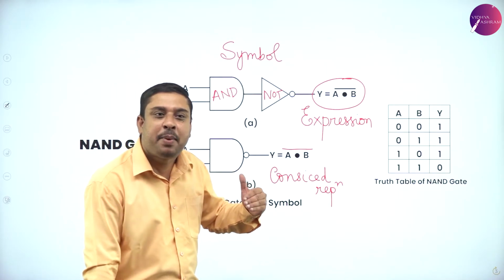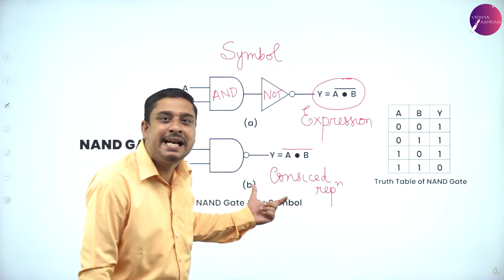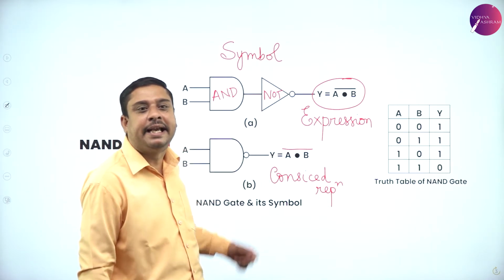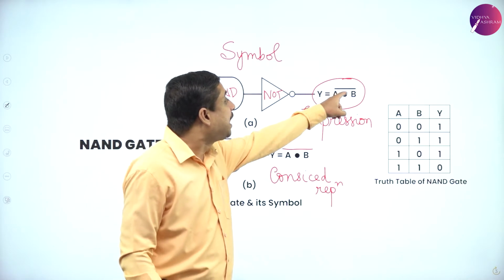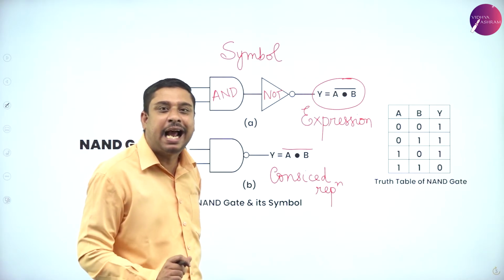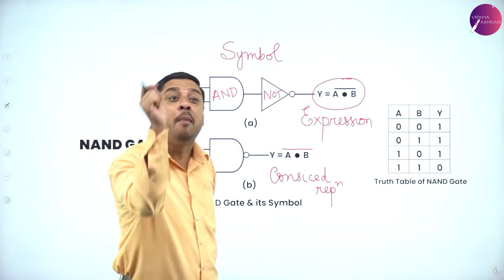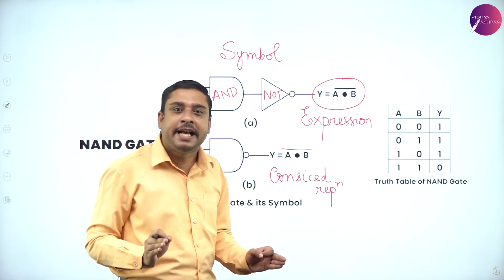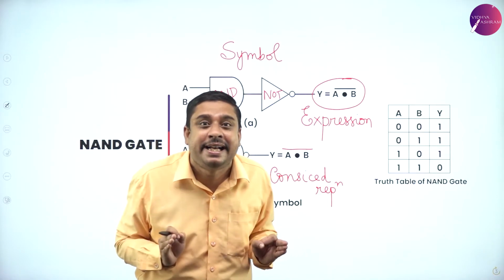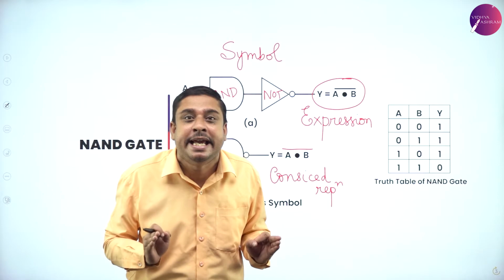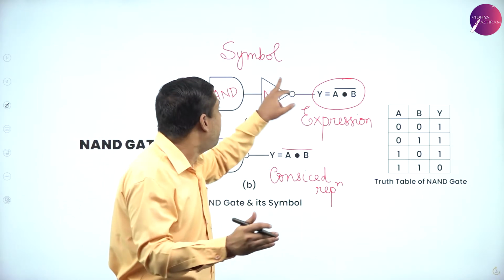Rather than performing two different operations, we form a single concise NAND gate which will perform the operation. And look at the expression here, which is read as y equals A and B complement. Whatever operation is performed by the AND gate, A dot B, is complemented, is inverted by the NOT gate.